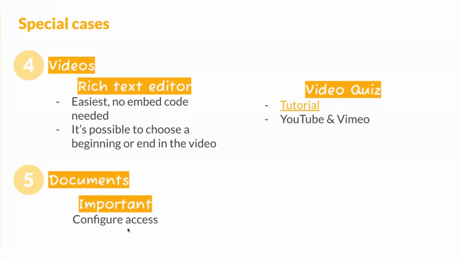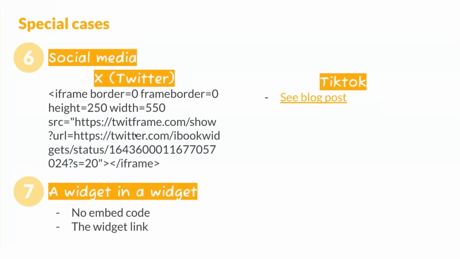And then all of your documents, you just have to make sure that you configure access. So if you're using an embedded Google Doc, Sheets, Slides, or Microsoft PowerPoint, etc., you just make sure that it's visible to anyone who may be able to see it. And then when it comes to social media, you're going to need iframe. Here's a sample iframe code. You can always do widgets inside of widgets with BookWidgets. Say that 10 times fast. And then we even have a blog post on TikTok that will show that to you.